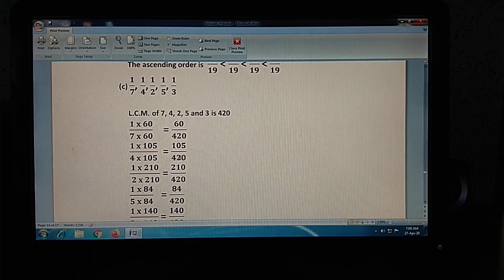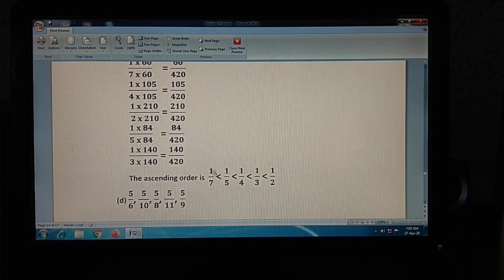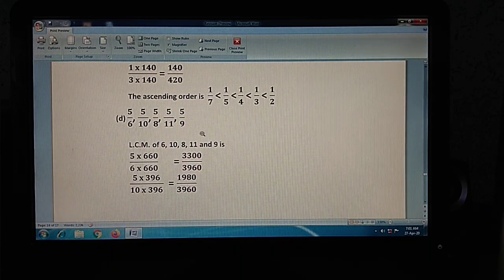After doing all this multiplication, what we have found is 1 by 7 is smaller than 1 by 5, then 1 by 4, then 1 by 3, then 1 by 2. 1 by 2 is the largest number here. Similarly, I have done the same thing here also.